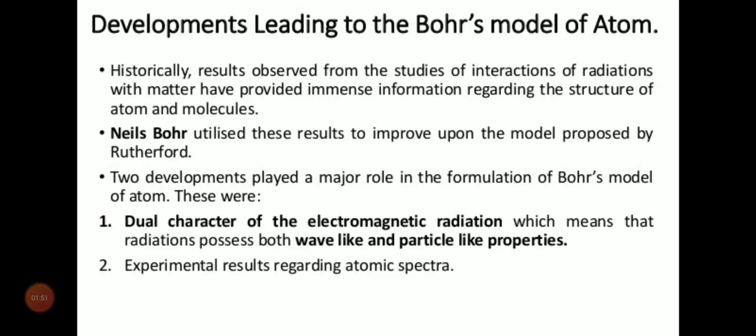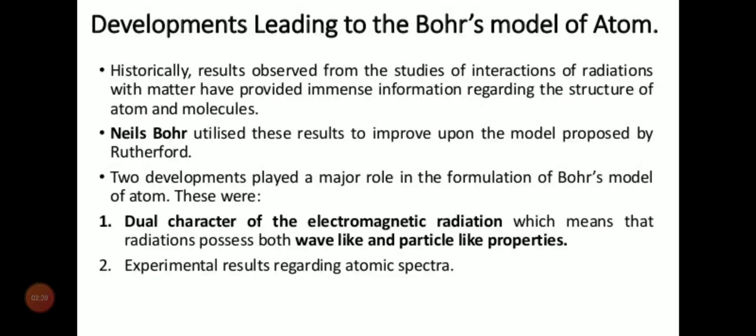Since the term electromagnetic also consists of two important terms, electro plus magnetic, means electro, something connected with electricity or electrical current, and magnetic means something connected with magnet. Dual character means it will display two functions or it will display two properties simultaneously at a single time, which means radiation possesses both wave-like and particle-like properties, right?